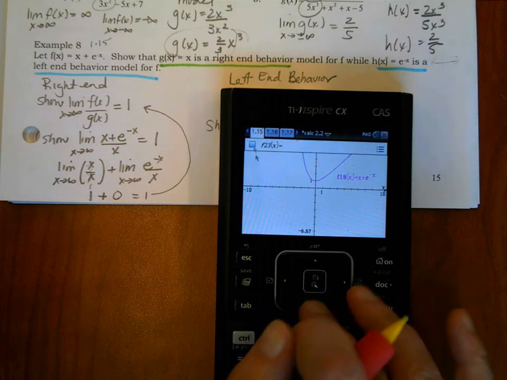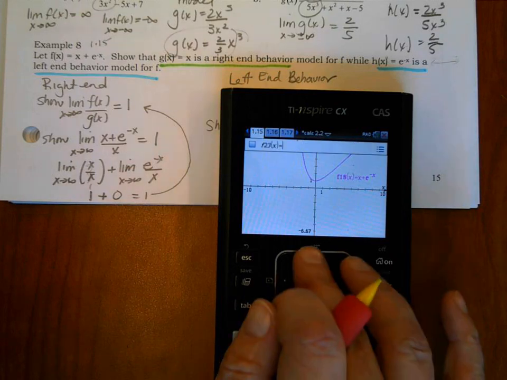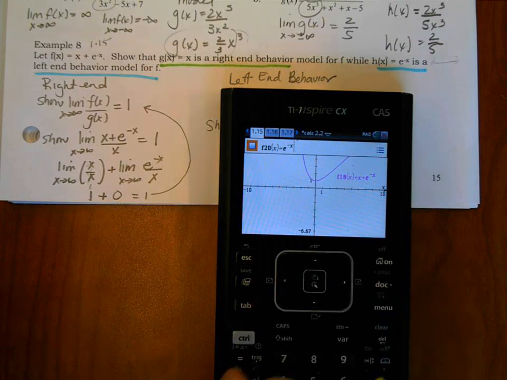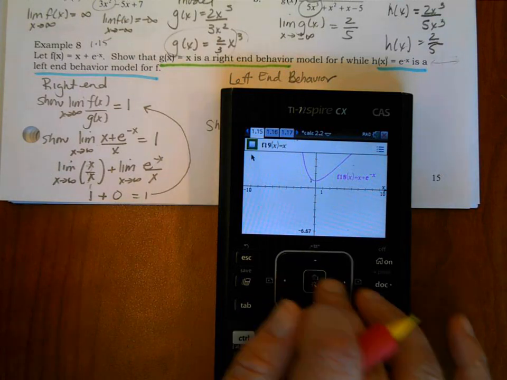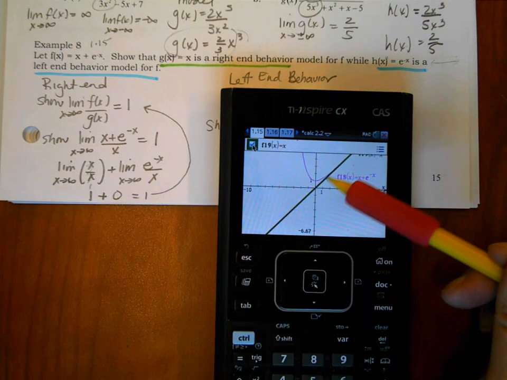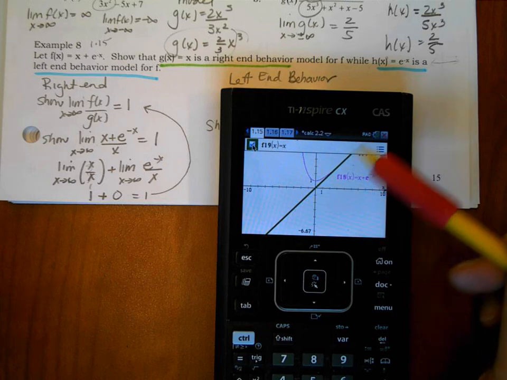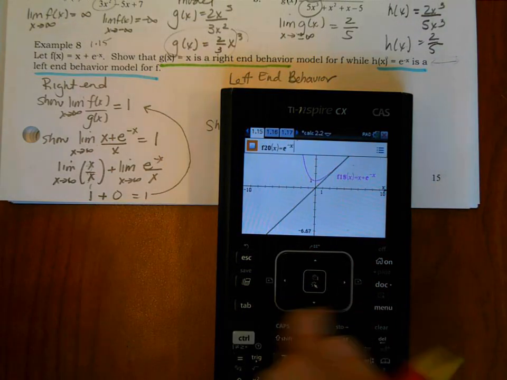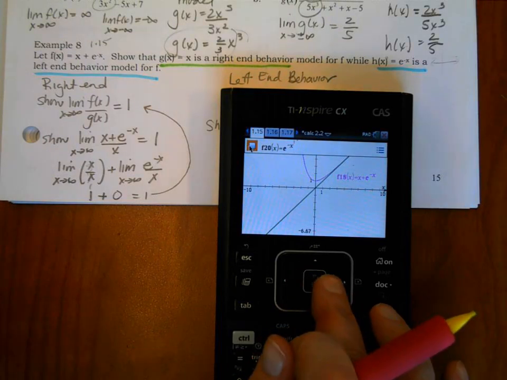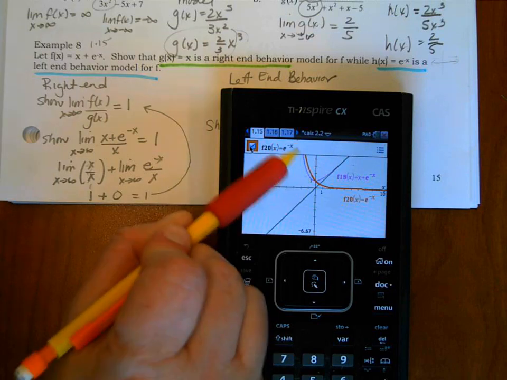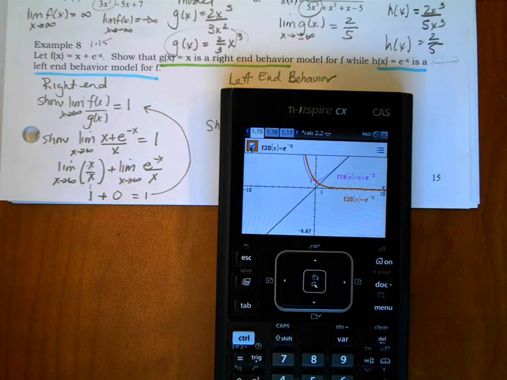All right, so now let me just show you. It said that x was a right end behavior model. So let's say I just graphed this line, y equals x. Okay, notice, to the right, do you see how these both have the same end behavior? That's why that's the right end behavior model. All right, now if I turn on this e to the negative x, look what happens. See how these have the same left end behavior. That's why we can say that's a left end behavior model.